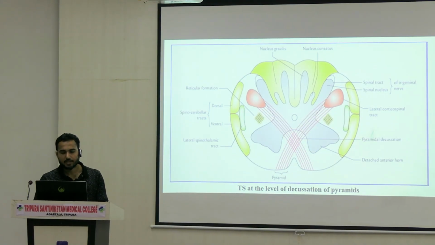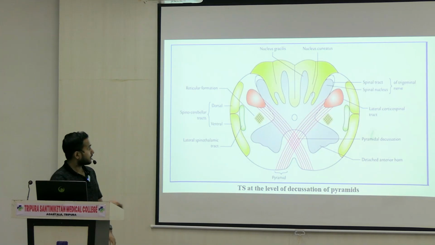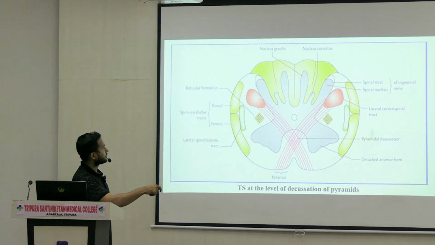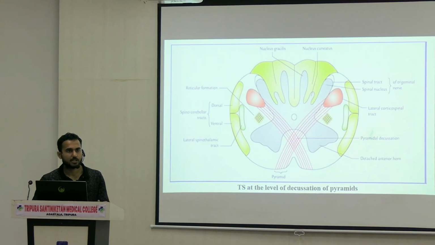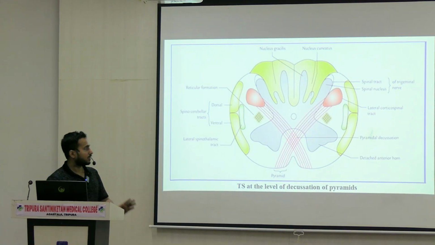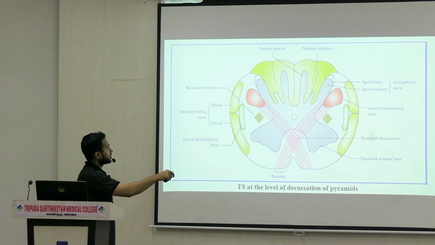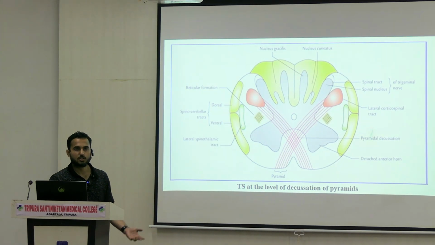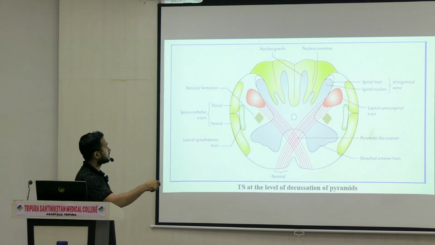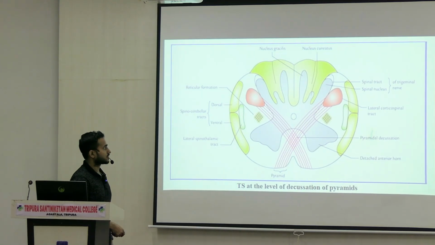Next, the apex of the posterior horn. Now, this is the posterior horn. So the apex of the posterior horn gets swollen to form the spinal nucleus of the trigeminal nerve. Very simple. First of all, strip-like projections of central gray matter on the posterior aspect are called nucleus gracilis and nucleus cuneatus.